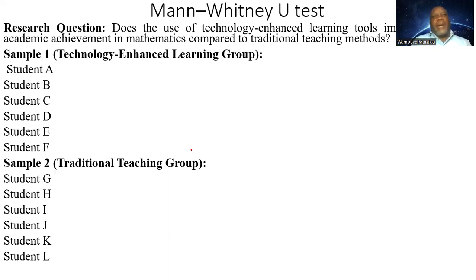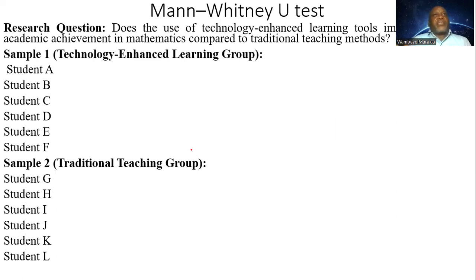So the research question I'm having is, does the use of technology enhanced learning tools improve student academic achievement in mathematics compared to traditional teaching methods? Now, in this case, I'll have students being taught by technology enhanced learning tools, and another group of students, sample, being taught by traditional teaching methods.